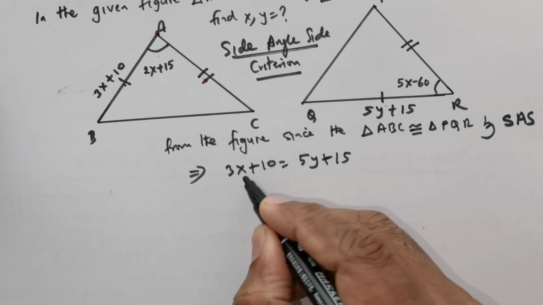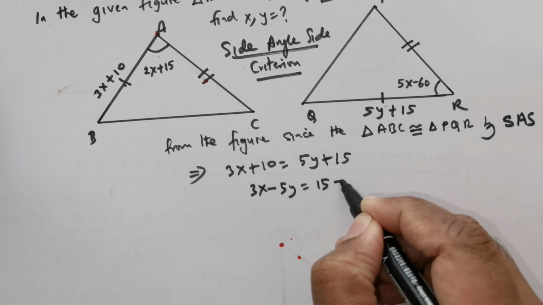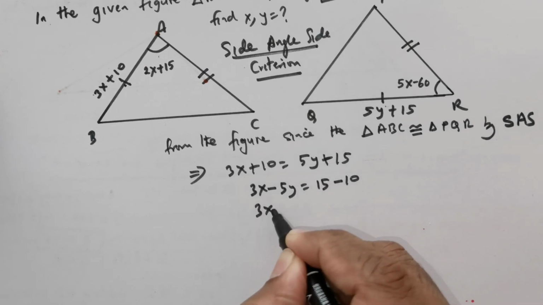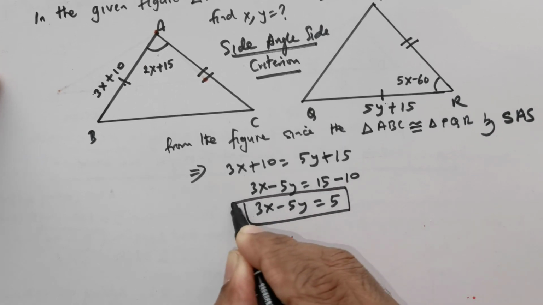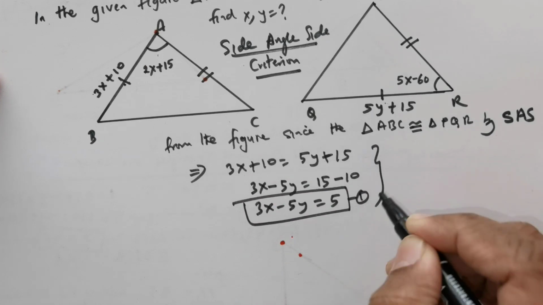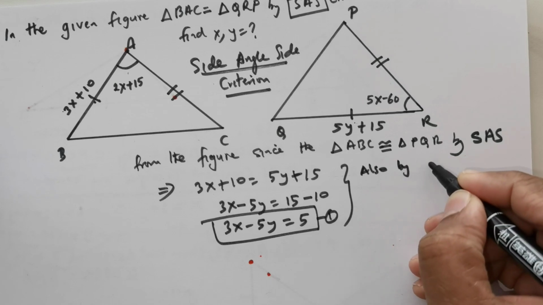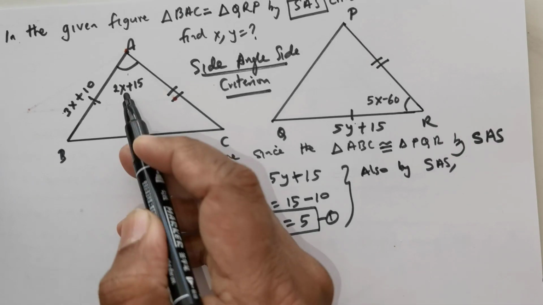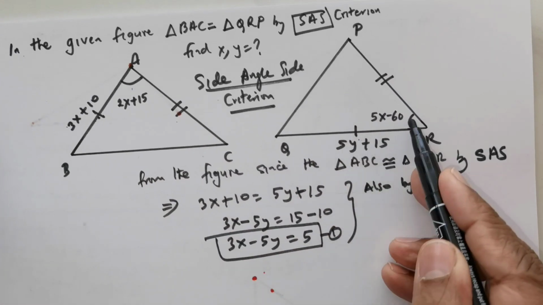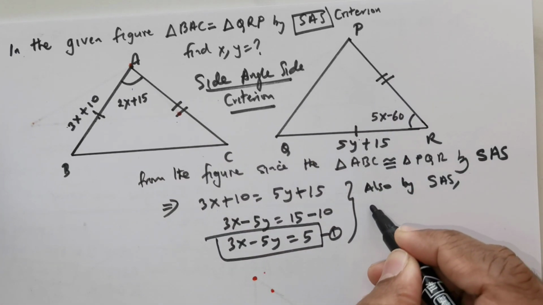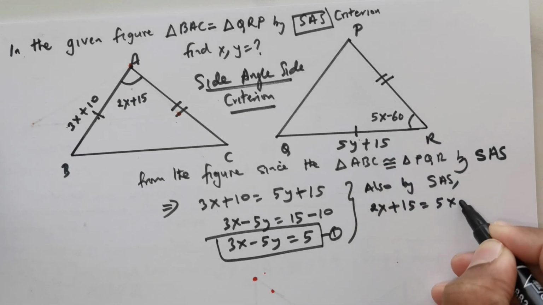So if I were to rewrite this, this is going to be 3x negative 5y is equal to 15 negative 10. So 3x negative 5y is equal to 5. So this is one equation we have got. Also, again you got to state it by SAS, side angle side. So the angles correspond. So side angle side. So what do you have? You got 2x positive 15 is equal to 5x negative 60.